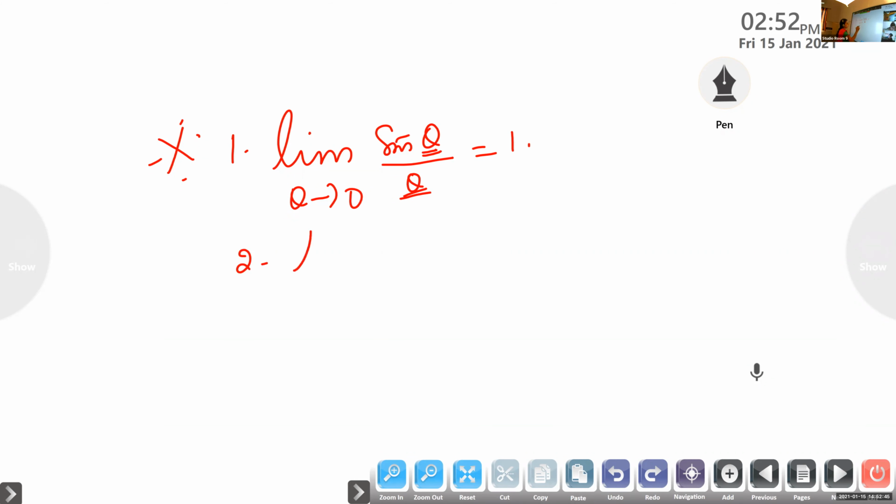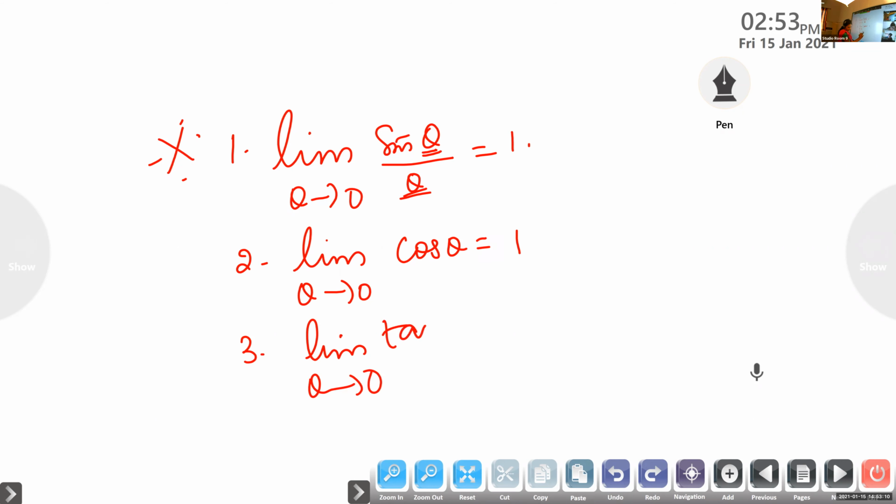Second one: limit theta tending to 0 of cos theta. When you put theta is 0, what is cos 0? It is 1. So limit theta tending to 0 of cos theta is 1. Then the third one: limit theta tending to 0 of tan x by x is also 1.